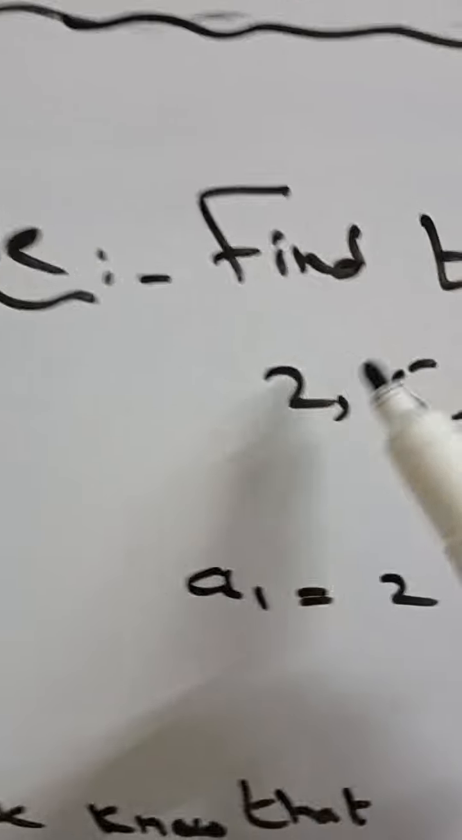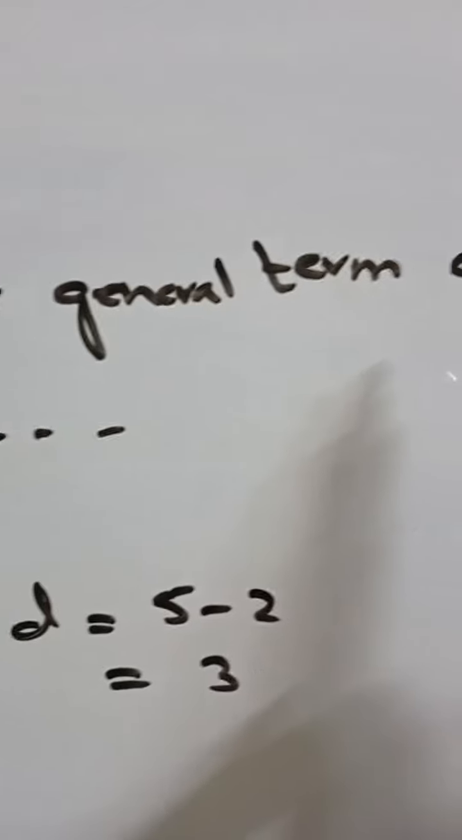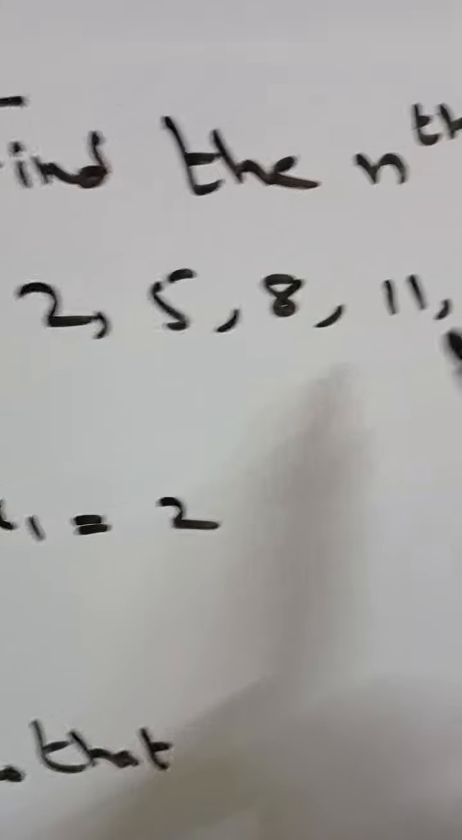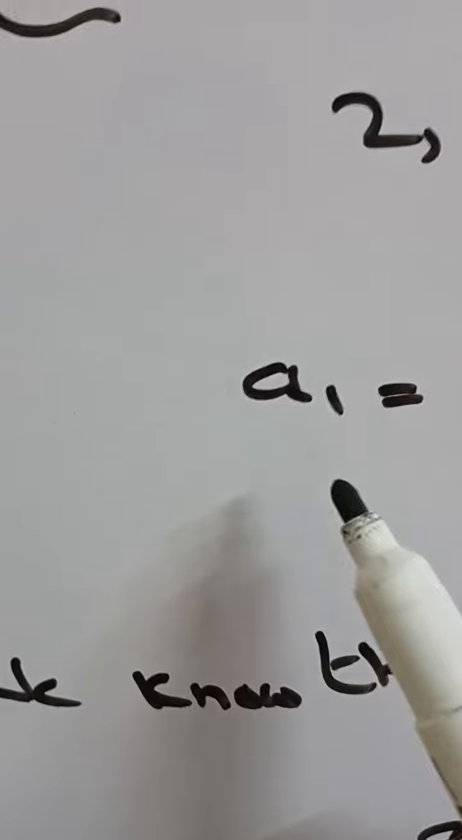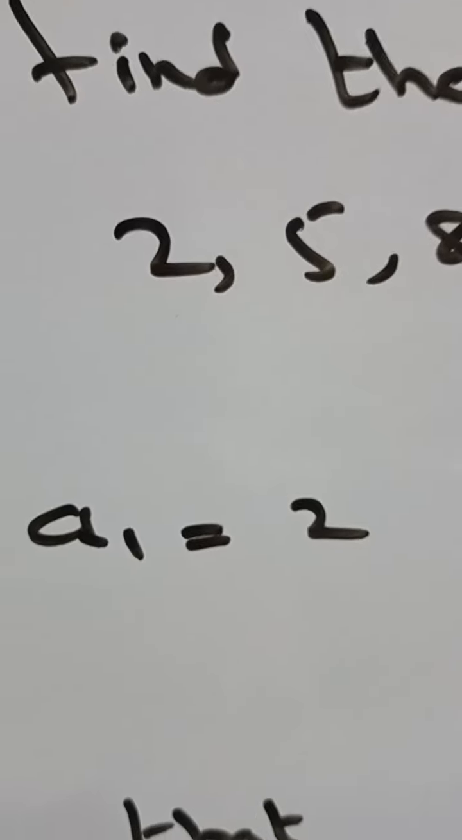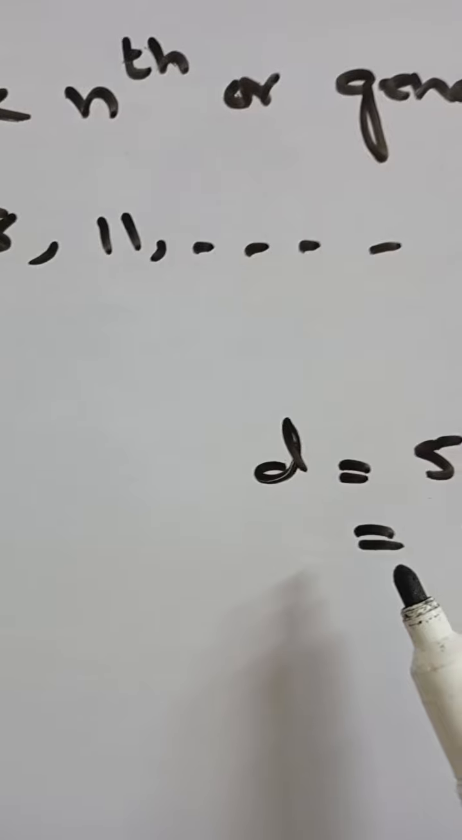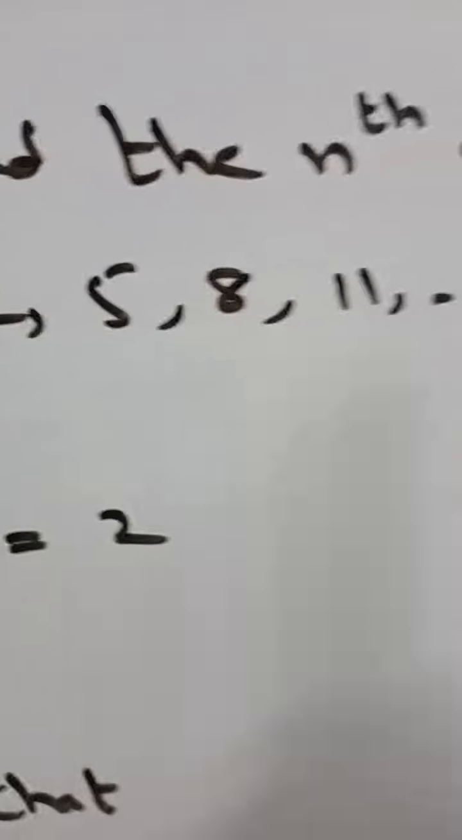Example. Find the nth or general term of an arithmetic sequence 2, 5, 8, 11, and so on. As you know, a1 equals the starting point, the first term of the sequence, that is 2. Okay. Now what is d? D means difference. As you can see, what is the common difference here?